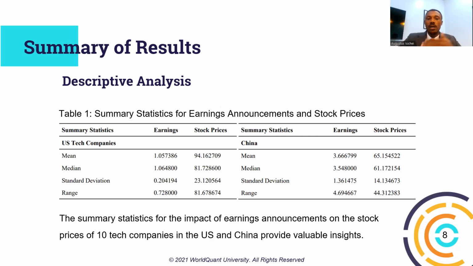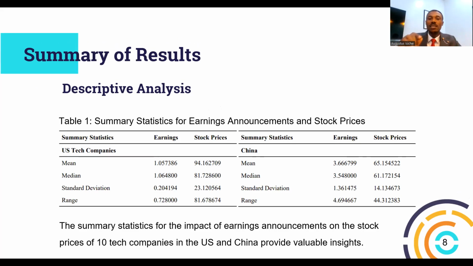At this point, I'd like to quickly run through my results. We ran different analyses, beginning with the descriptive analysis. Here on my screen are the summary statistics for earnings announcements and stock prices. These summary statistics are for the impact of earnings announcements on the stock prices of 10 tech companies in the US and China, and they provide valuable insights.